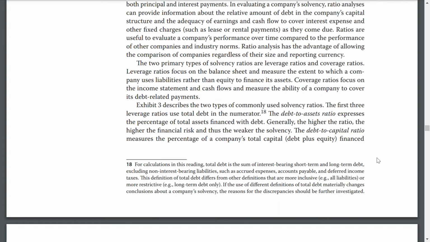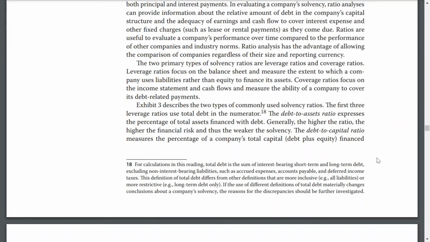The first 3 leverage ratios use total debt in the numerator. The debt-to-asset ratio expresses the percentage of total assets financed with debt. Generally, the higher the ratio, the higher the financial risk, and thus the weaker the solvency.